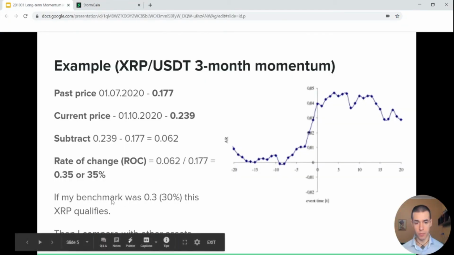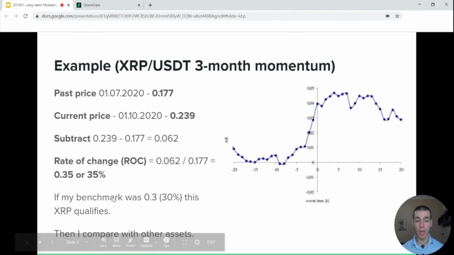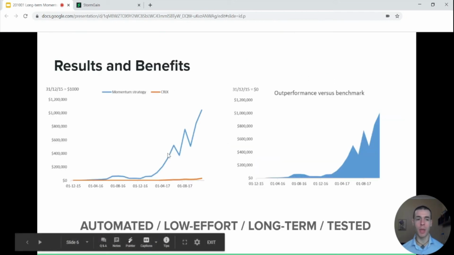So once you get your value, in this case it's 0.35 for XRP, and if my benchmark was 0.3 or 30% like I discussed in the previous slide, then XRP clearly qualifies. Then I compare it with the other assets, and if it's in the top 3 or top 5, I buy it. At the start of the month, I do the same thing at the start of the next month, and if necessary, I do a rebalancing of my portfolio.